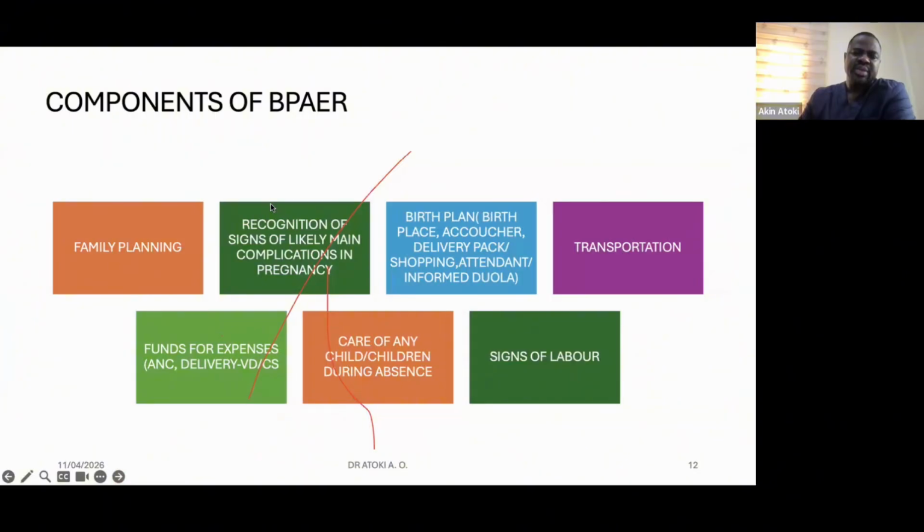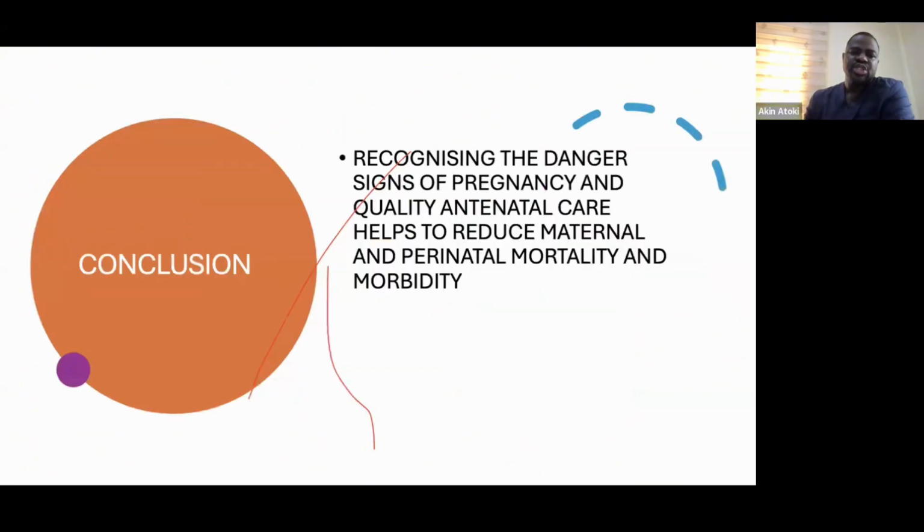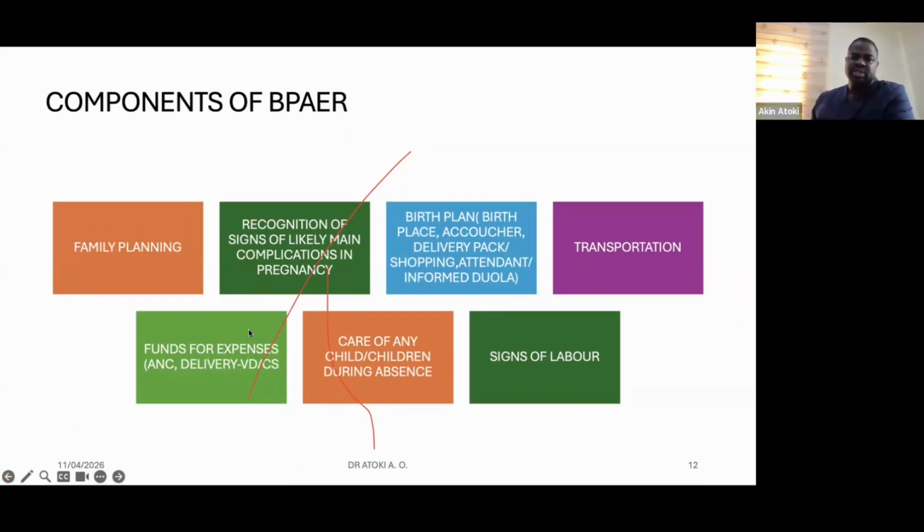Well, the components of BPAIR, I will just quickly run through this just because it's part of my slide. BPAIR means birth preparedness and emergency readiness, and is something that everybody should be aware of in preparation for delivery. Well, it starts with planning your pregnancy, even though we know that 50 to 60% of pregnancies are not planned, but it's always good to plan every pregnancy, every child coming to this world. It's good to plan for them because a lot is involved in pregnancy and taking care of a newborn, and it's not cheap either. So family planning is important.